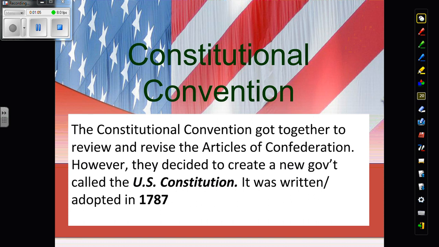So the Articles of Confederation was what we talked about last week. That was the first attempt at outlining the government. But we talked about all the problems with that. So when they got together to review it and see if they could fix them, they realized that they needed a whole new government, and that was when they created the U.S. Constitution. So this is one of your vocab words, 1787. So let's write down that that was when the U.S. Constitution was written and adopted.